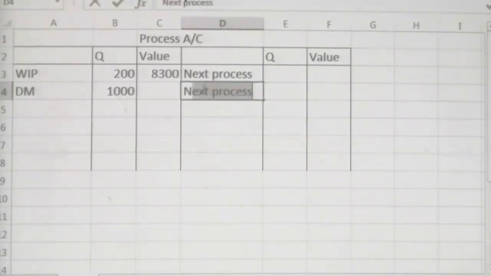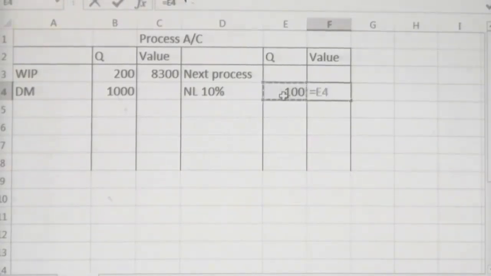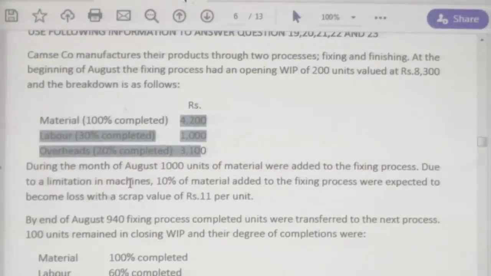To the next process you will transfer, then you can have normal loss. I will take NL, normal loss. Normal loss is 10%, right? They said 10%, right? Therefore, you can take normal loss 10% on this 1,000 introduced. Therefore, normal loss quantity will be 100. They have given the value. The normal loss value will be 100 into 11. Therefore, normal loss can be sold at 1,100. Right. Again, moving into the question.